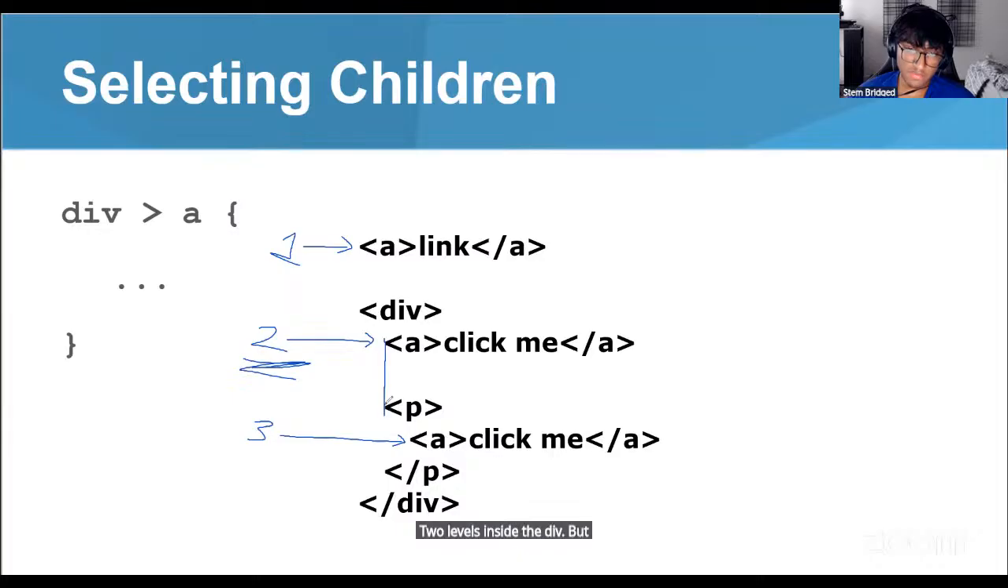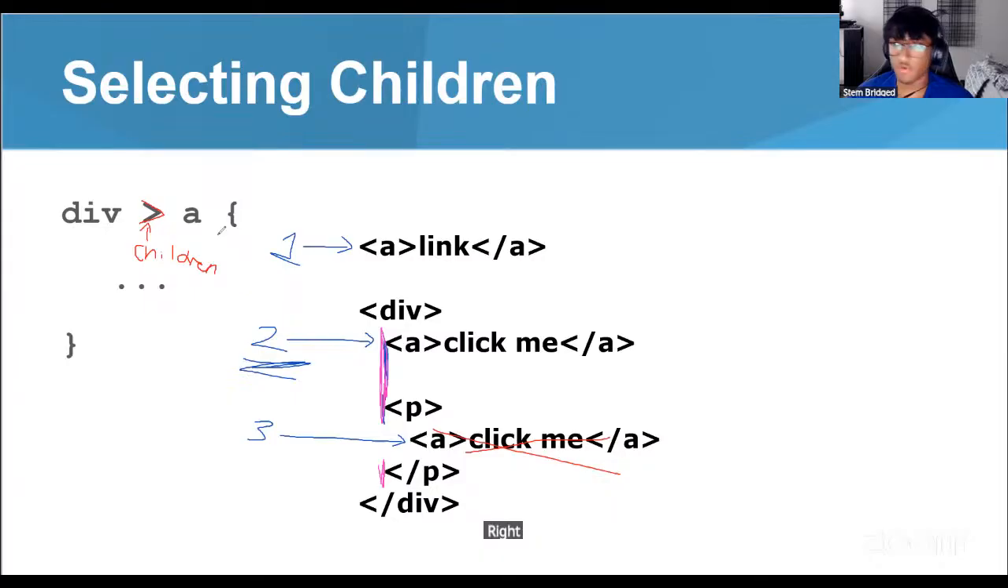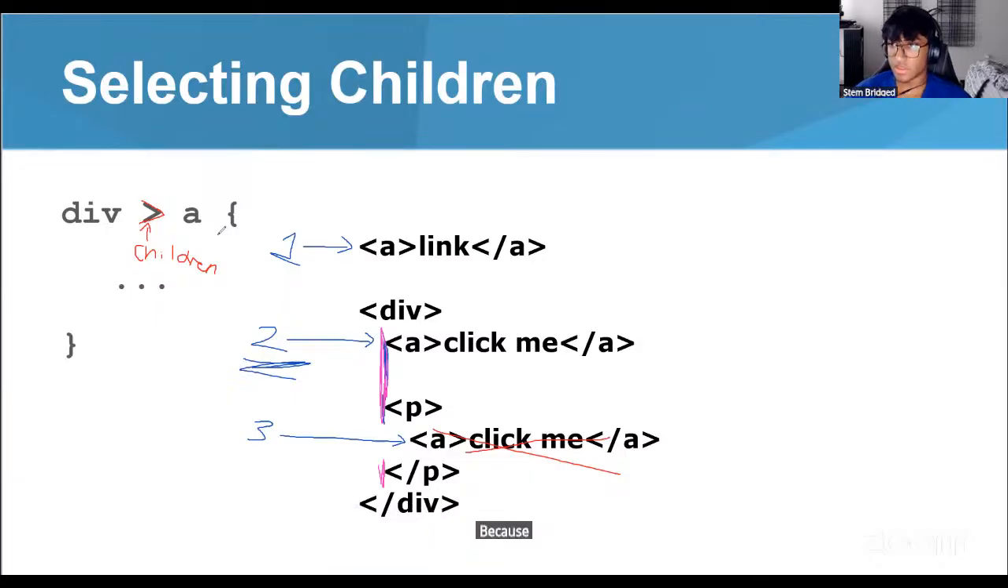But in the first level, we have the paragraph tag and we have the A tag. So these are on the first level. So this is what's going to be considered the children. This is not a child. This is a descendant. And when we're doing this, this is going to specifically target children only, right? Not descendants. If we have a space, it targets descendants as well. So it targets children and descendants because children are descendants, right? But not all descendants are children.